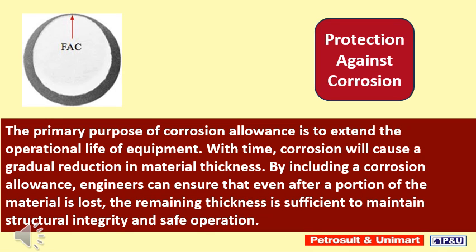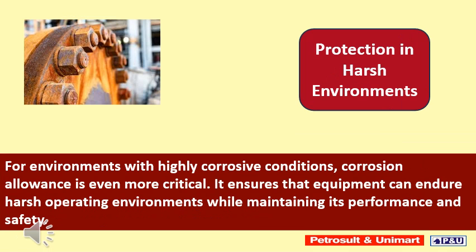Protection against corrosion. The primary purpose of corrosion allowance is to extend the operational life of equipment. With time, corrosion will cause a gradual reduction in material thickness. By including a corrosion allowance, engineers can ensure that even after a portion of the material is lost, the remaining thickness is sufficient to maintain structural integrity and safe operation.